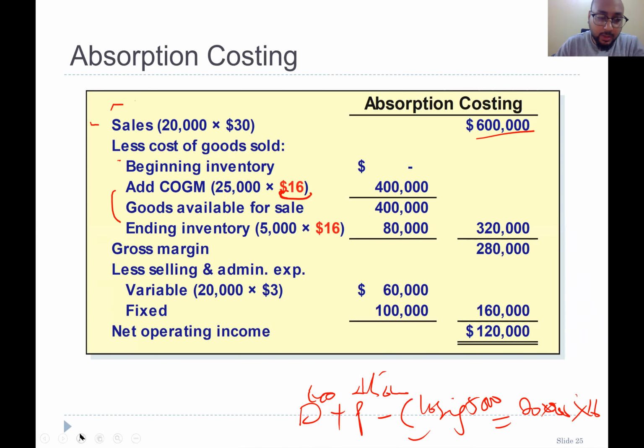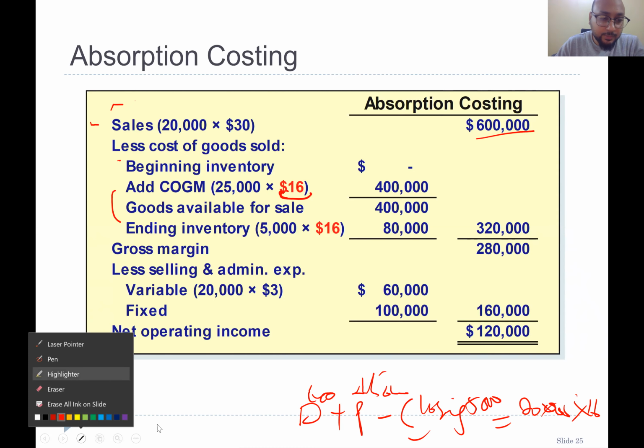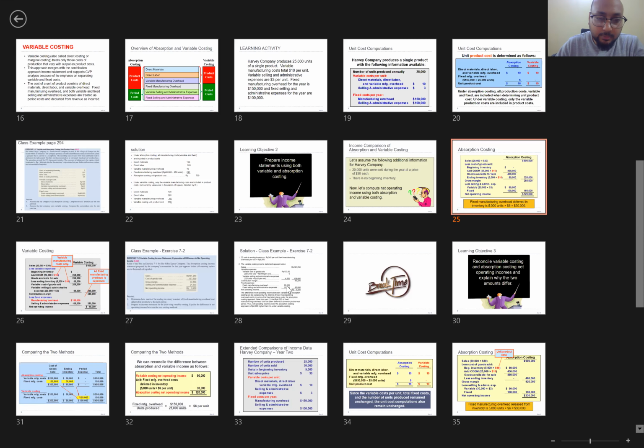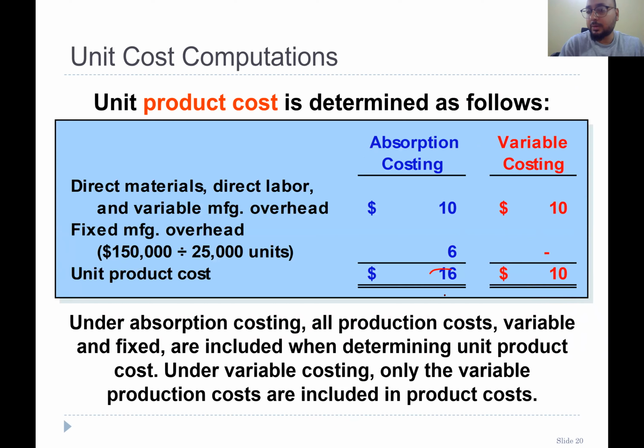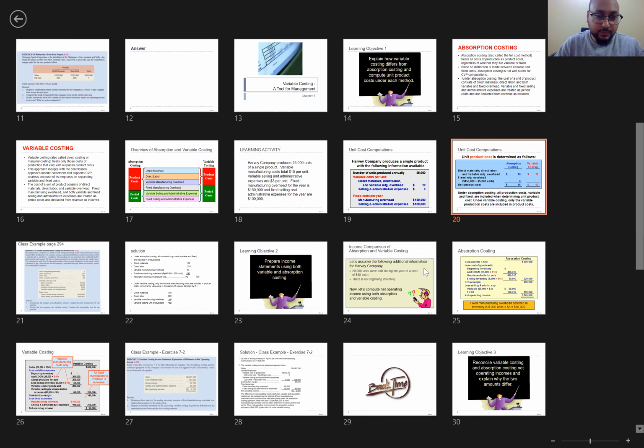So let me show you. We have an activity to do in between. So I think maybe you forgot some. Let me just show you. Here we go. So we found out here that in absorption costing, let me clear all this mess, product cost was 16, and product cost was 10 in variable costing. So let's go back to our original question.